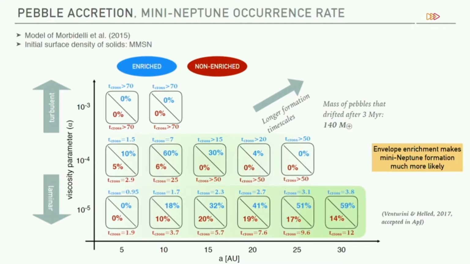There is a dependence on the disk viscosity because pebble accretion depends on the turbulence of the disk. If the disk is very turbulent, then the pebbles are very extended, and therefore the embryo cannot accrete all of them, so the growth is slower. In this case, we are left just with Mars-mass embryos. The planet really doesn't grow if the viscosity is high. So mini-Neptune formation is favored for low viscosities and with enrichment.